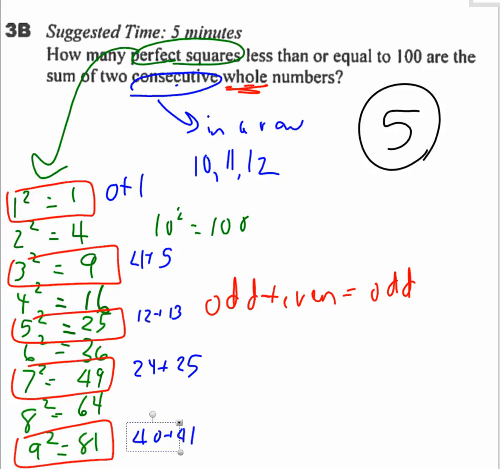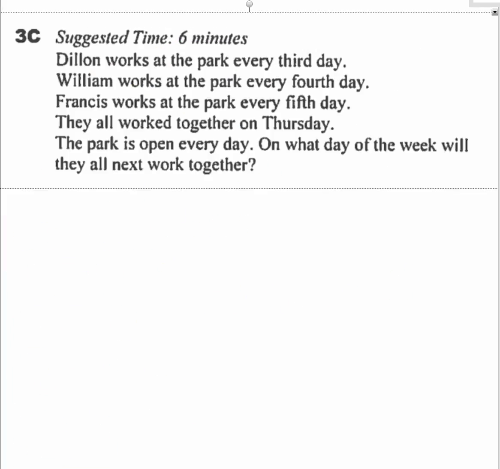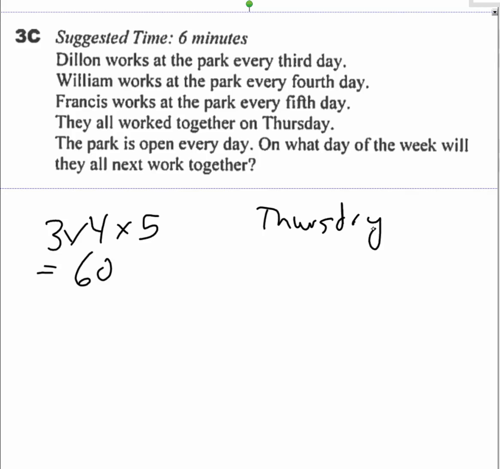So let's look at the next question. Dylan works every 3rd day, William works every 4th, Francis works every 5th. So this is basically an LCM question, a lowest common multiple question. What is the smallest number that 3, 4, and 5 all have in common? To do that, you just have to multiply them, and you get 60. That means that if they work today on a Thursday, the next time they work together will be 60 days later.